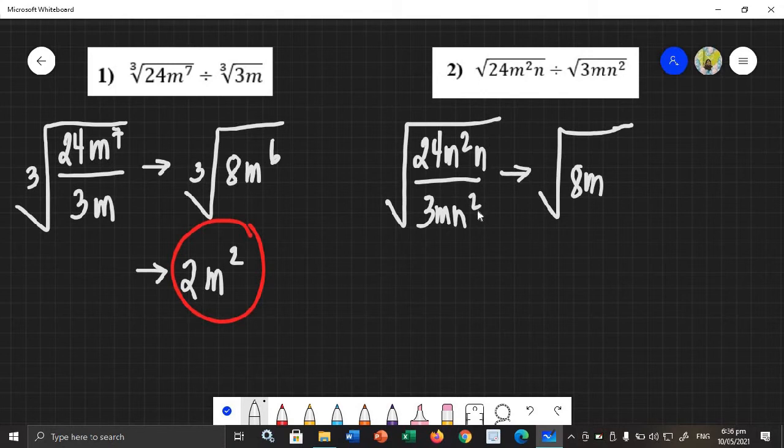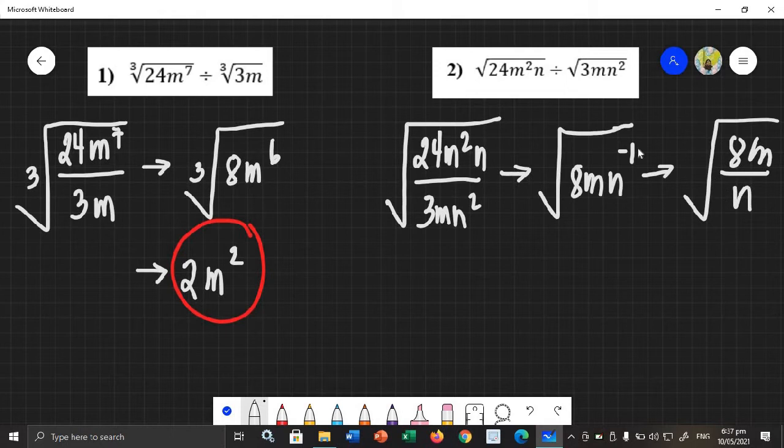So here we have 1 minus 2. The answer is n raised to negative 1. So we have a negative exponent. Take a look at the quotient. According to the laws of exponent, if you have a negative exponent, you will be getting its reciprocal. So the denominator here is 1. The n raised to negative 1 goes to the denominator. So we have 8m over n. And then the exponent becomes positive, of course, because you already got its reciprocal. And then, take a look at this if you have anything that can still be simplified.